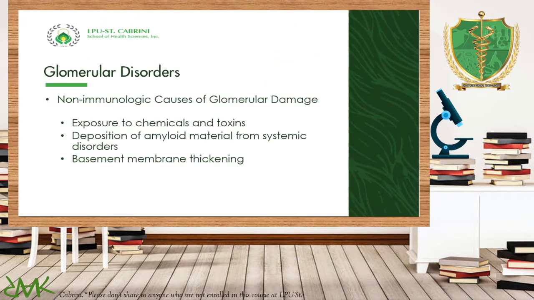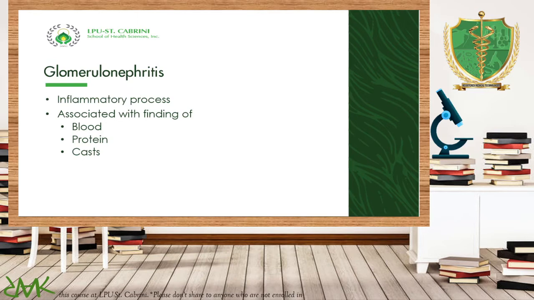Okay? So remember guys that in glomerular disorders, the etiology might be coming from immunologic responses, or due to non-immunologic disorders. Now, when we say glomerulonephritis, what does it mean? Glomerulonephritis is associated with inflammation processes within the glomerulus. The term glomerulonephritis refers to a sterile inflammatory process that affects our glomerulus.